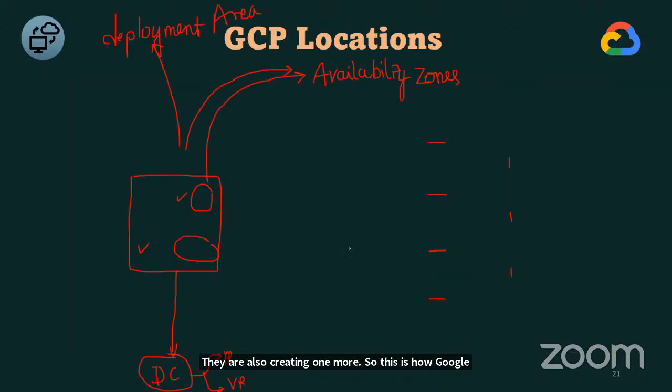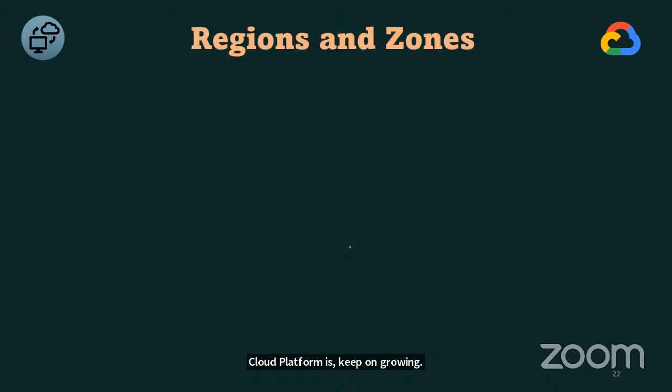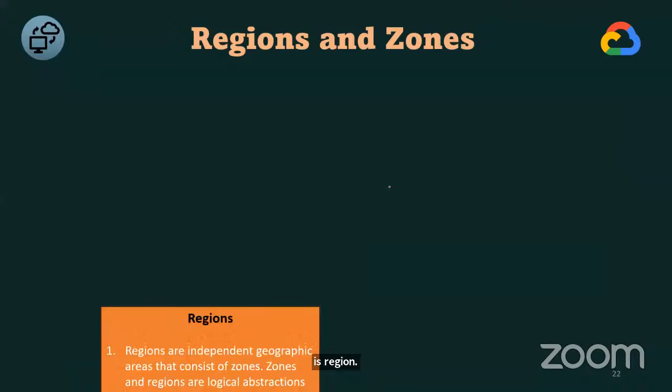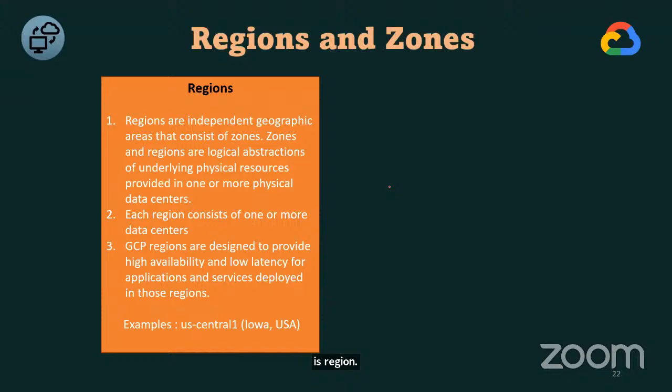Okay, so this is how it is, guys. Now let us try to understand the definition of what is region, what is zone. We already know what is region, we already know what is zone, but from a definition point of view, let us try to understand. What is a region? A region is an independent geographic area that consists of zones.